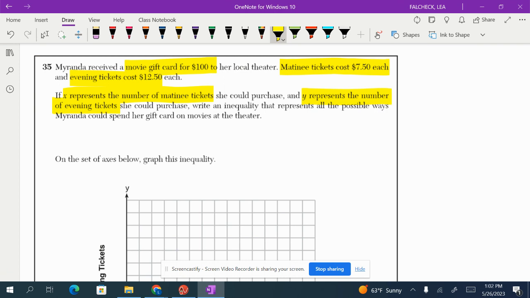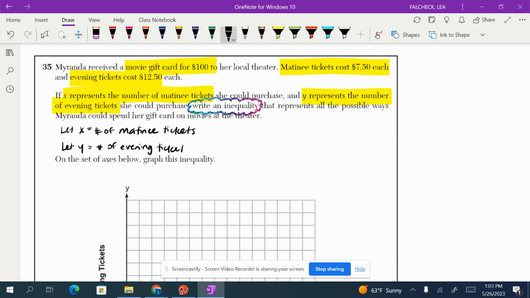All right, so our goal is going to be to write an inequality. Notice how they say just one inequality, right? And we are going to let X equal the number of matinee tickets. Let Y equal the number of evening tickets. And let's write an inequality that represents all the possible ways Miranda could spend her gift card.